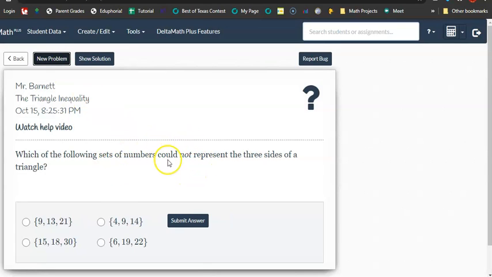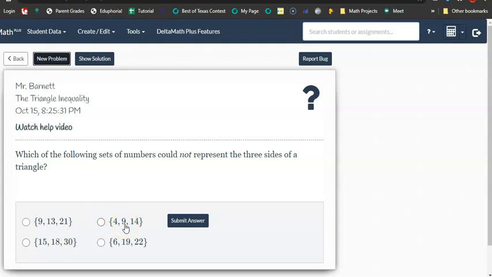So here's one, which ones could not represent the three sides of a triangle. So let's see here. 9 plus 13 is 22. 22 is more than 31, so that's a triangle. So that one's good. That one's good. 15 plus 18 is 33. 33 is more than 30. That's a triangle. We're good.